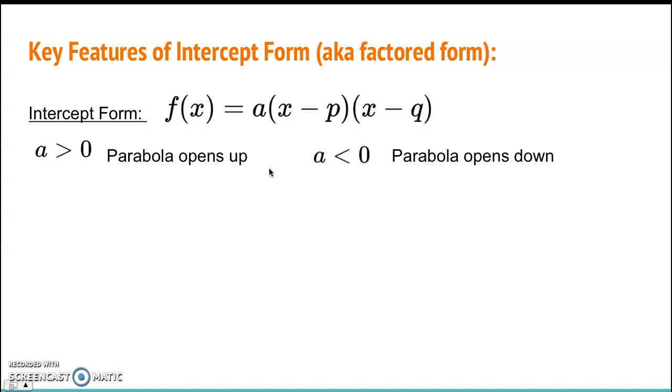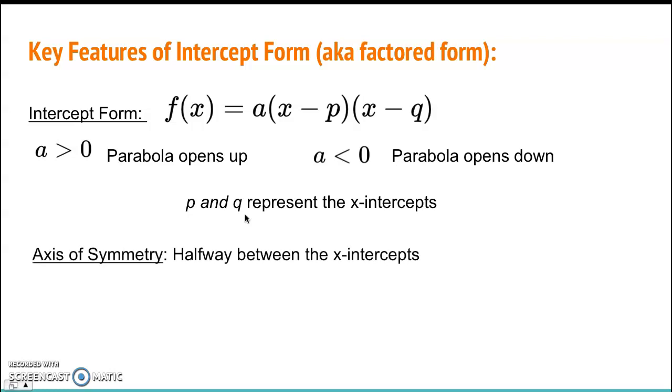If we want to find the x-intercepts, remember x-intercepts are when the graph hits the x-axis, and so y or f of x has to equal 0. So you set f of x equal to 0 and solve using the zero product property. We'd have x minus p equals 0, so x equals p, and x minus q equals 0, so x equals q. p and q are just variables that represent our x-intercepts.